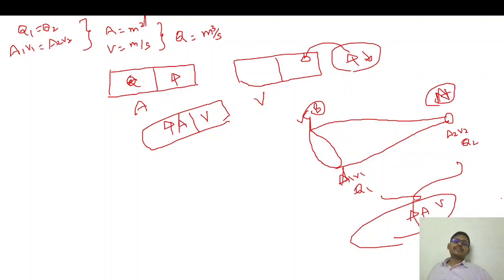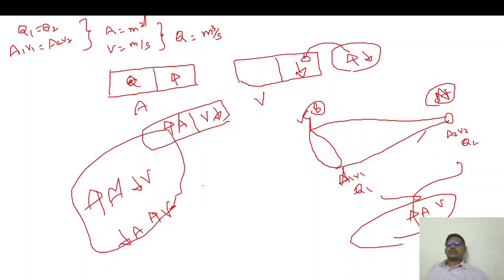So now, increase in area decreases the velocity. Increase in area, decrease in velocity. Decrease in area, increase in velocity. Okay. Like that, you people need to remember the continuity equation: A1 V1 equal to A2 V2. Q1 is also equal to Q2.